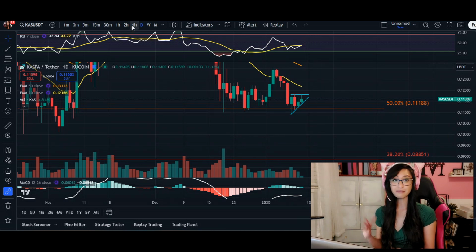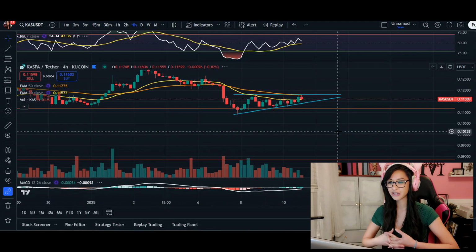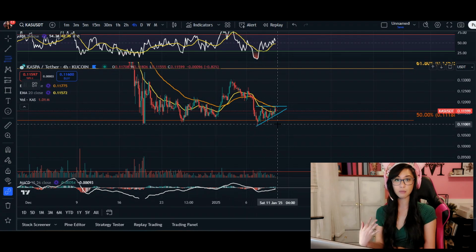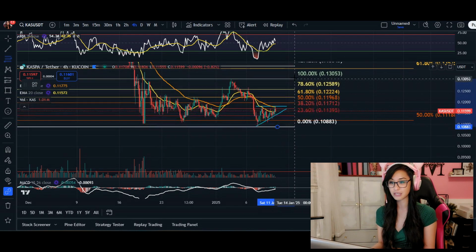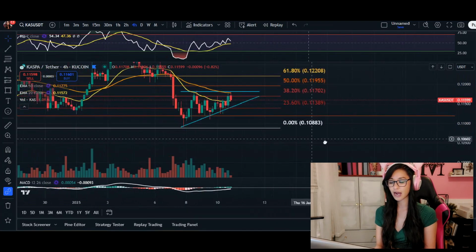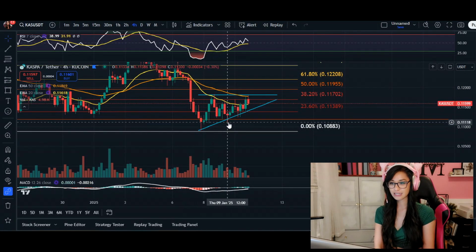Heading to the immediate short term for 4 hours here, you guys, KASPA is trading within this tight ascending channel. We can see a little bit more refined rejections from these resistance lines, and then we can see these lower highs as well in this ascending channel.